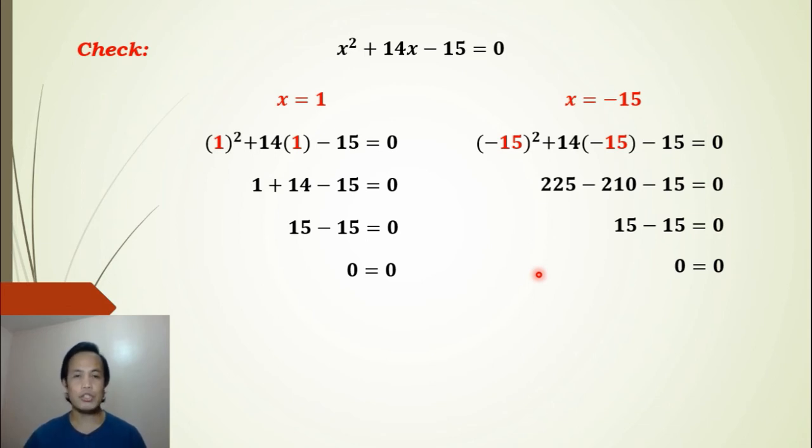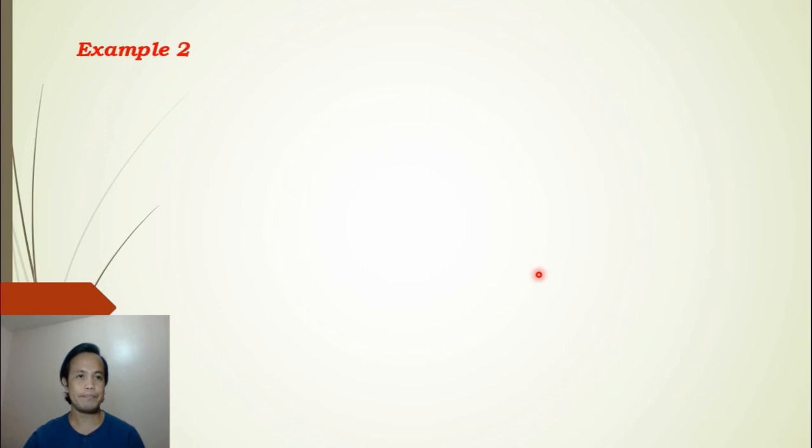Now let's proceed to our second example. The second example is x squared minus 5x plus 4 equals 0. The same process, see to it that the first term has the coefficient 1.